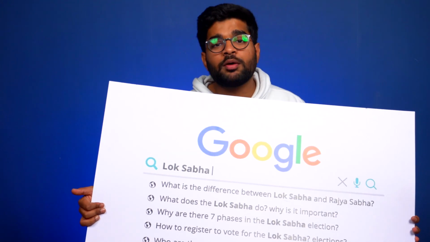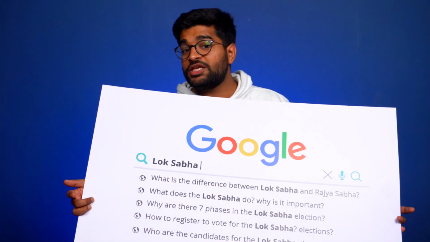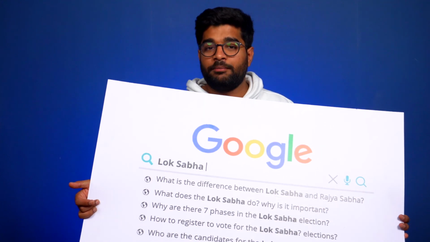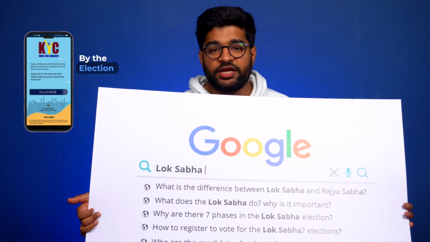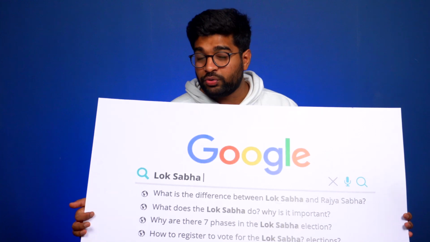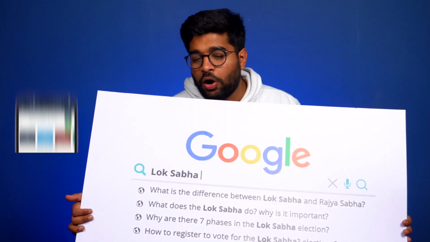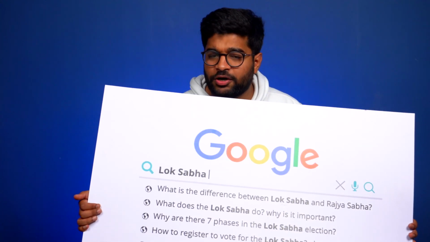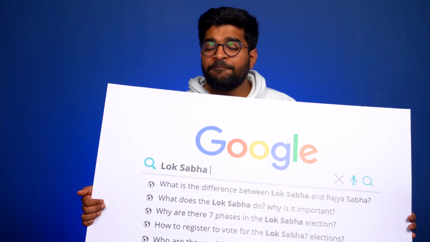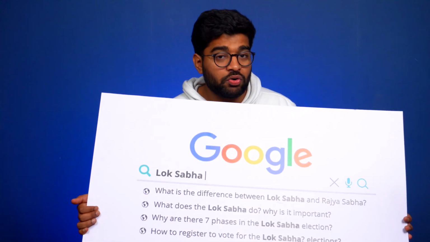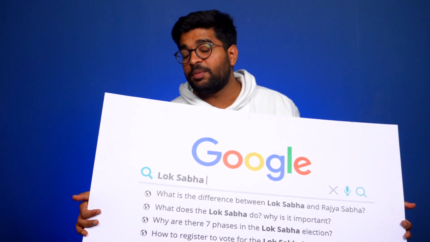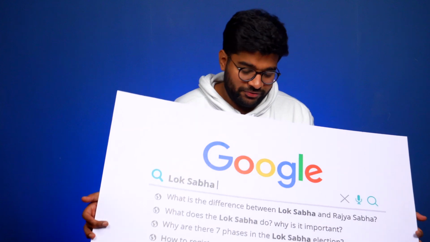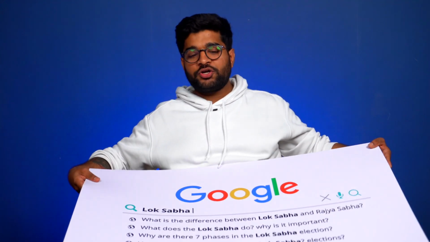But what you need to care about is who are the candidates in your constituency. There is a Know Your Candidate app that the Election Commission of India has launched that you can use to find out all the details of your candidates, including criminal records, assets, liabilities, and all of that. This is important because you should know the details of your candidate before voting for them. So go check it out. Okay, moving on to the next one.